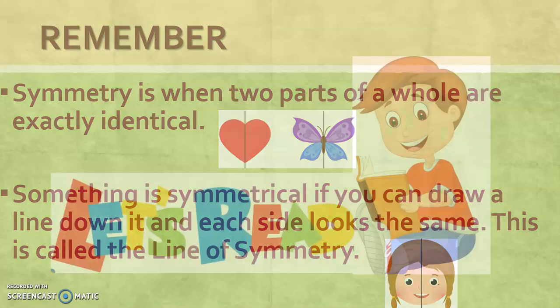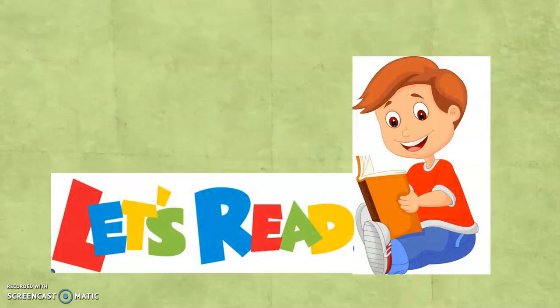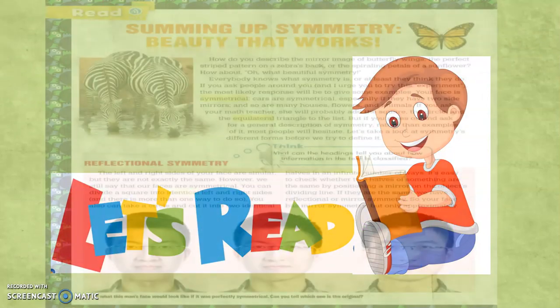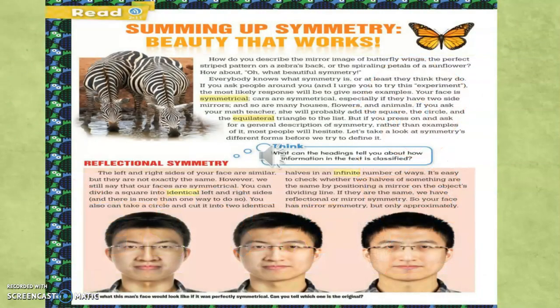Okay, now let's come to our main topic today and that is Summing Up Symmetry, Beauty That Works. The page looks very interesting to me. Can you see two zebras over here? Yes, it has some symmetrical pattern. Let's read this interesting unit. Page 72. Read. Summing up symmetry.